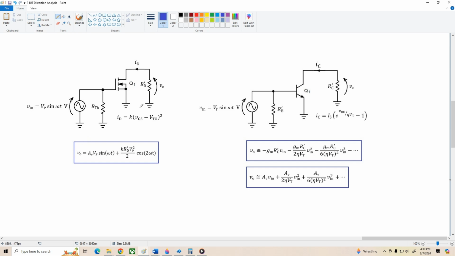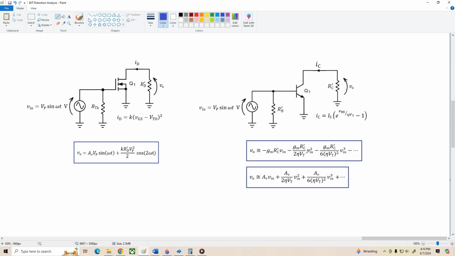In any case, this is the correct output voltage equation for this circuit. And one thing to notice is that the BJT is inherently more nonlinear than the FET, and that's simply because we have all of these higher power terms in the output voltage expression.